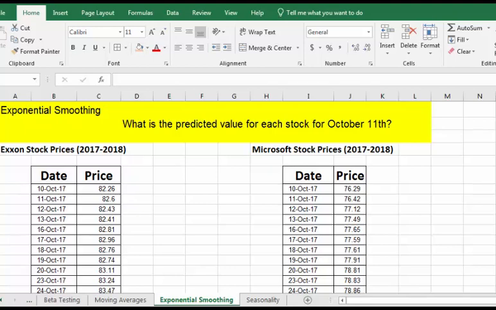Exponential smoothing. It's a lot like best fit line, except it's a curve. So let's go ahead and do this. We're going to pick a cell, any cell.